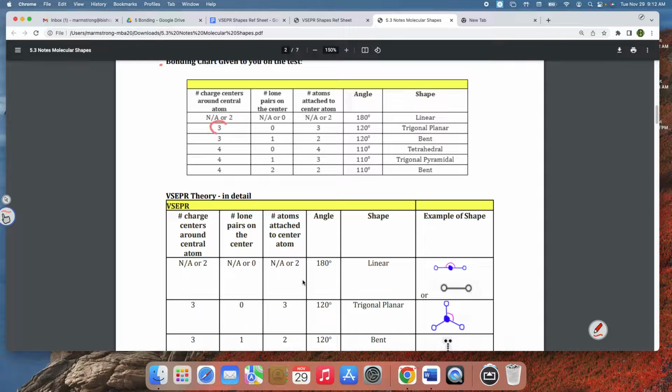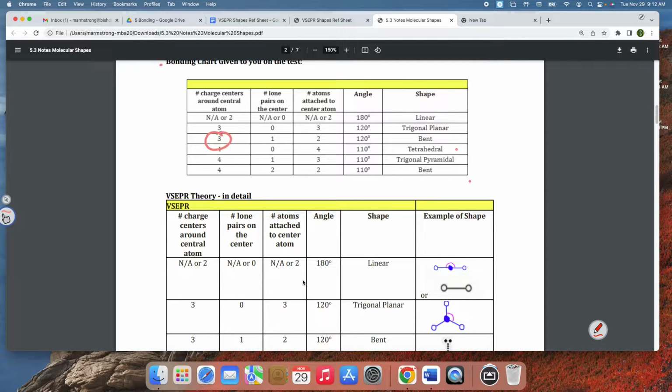So if you have 3 charge centers or 3 things on the center and 0 lone pairs, notice that 3 plus 0 adds up to 3. What I'm going to tell you doesn't work for everything, but it works for this. So 360 degrees divided by 3 is 120 degrees apart, and it's called trigonal planar.